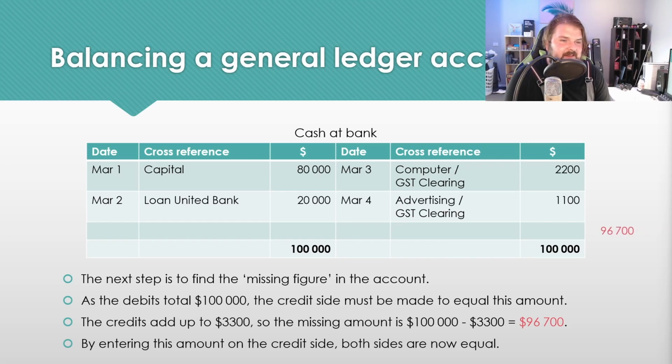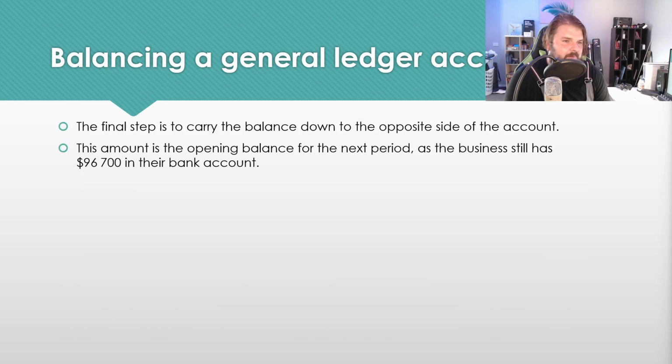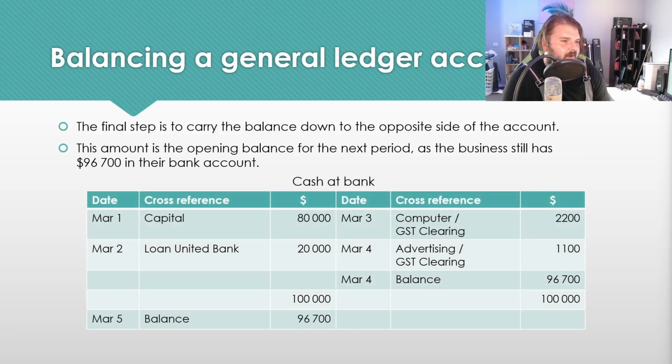And you entered this as a balance. So it will end up looking much like this. Okay? Now, again, we have to enter $96,700 on both sides because this is double entry. We put an entry on both sides.